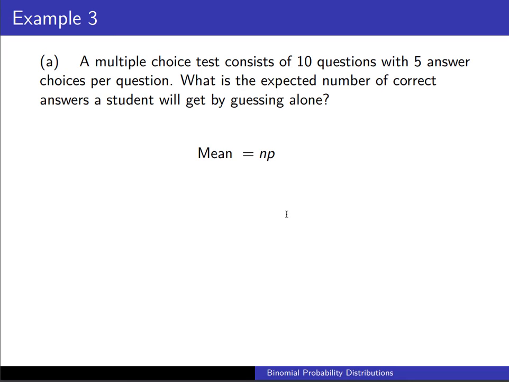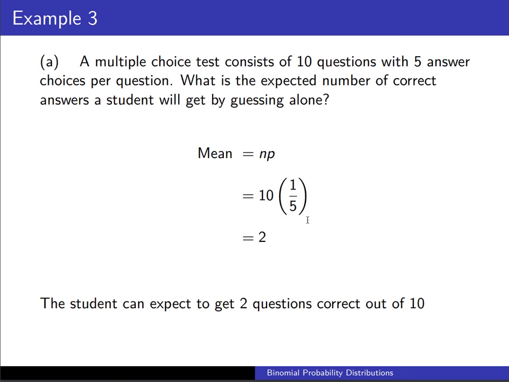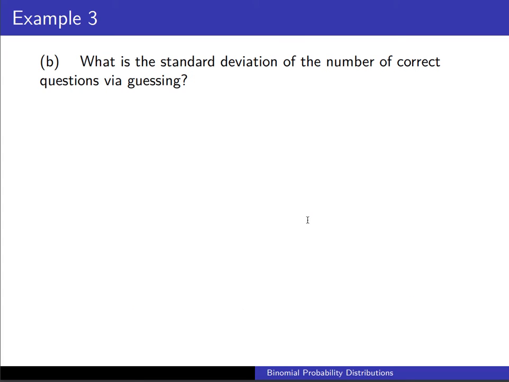So our mean, our expected value, is the number of questions times the probability of guessing correctly. If each one has 5 choices, your probability of guessing correctly is 1/5. So 10 times 1/5 is 2. So we would expect this student to get 2 questions correct by guessing alone on a 10-question multiple choice test that has 5 answer choices per question. We can expect to get 2 questions correct out of 10, but it's not guaranteed because there is variance and standard deviation involved. So what is the standard deviation of the number of correct questions via guessing?